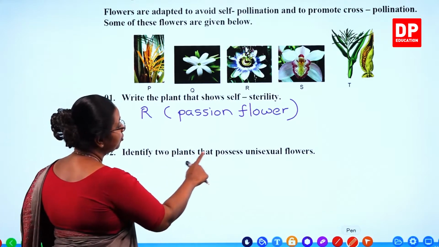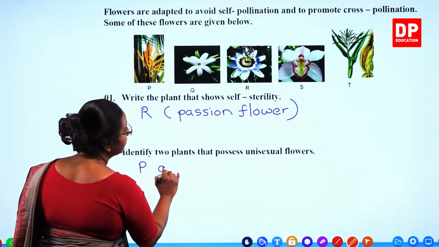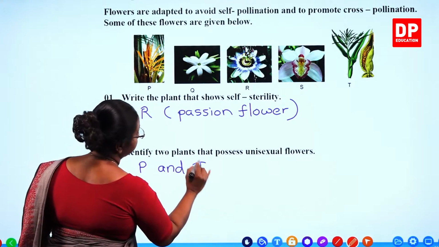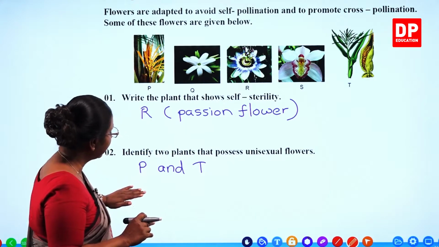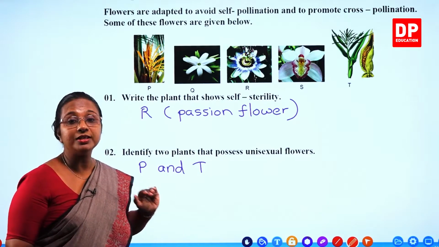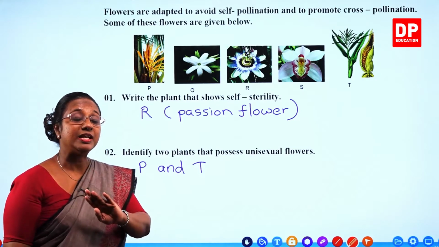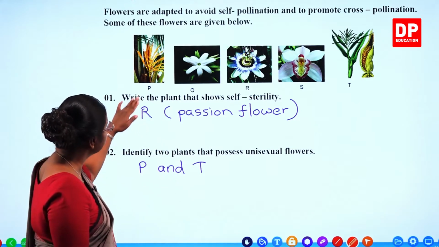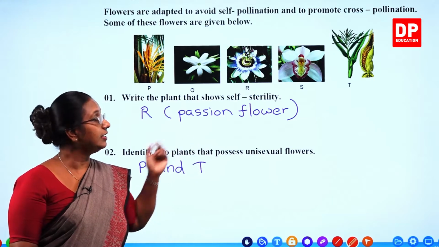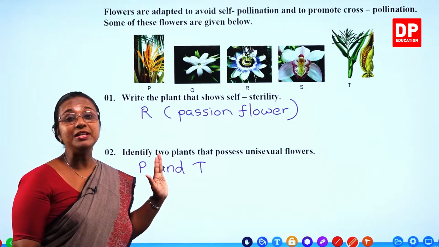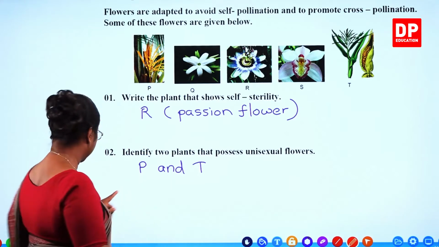So identify 2 plants that possess unisexual flowers, P and T. So that is coconut and corn. As I said before, you all can write either the letters or the flower here, but according to the question, it is better, students, if you learn to write the letters given to you without writing the real name of the flower or the organism. You are familiar with this type of questions. With that, I am going to move on to the next part of the question.